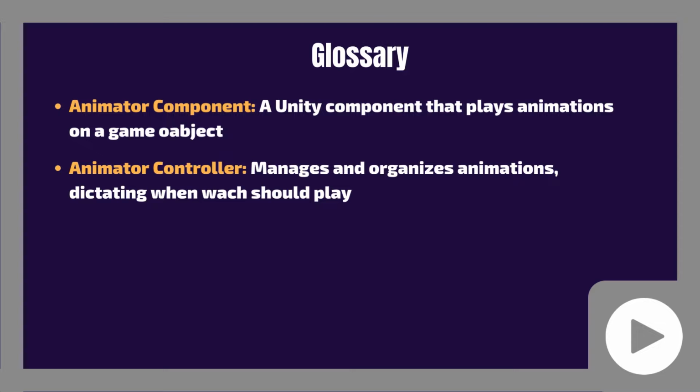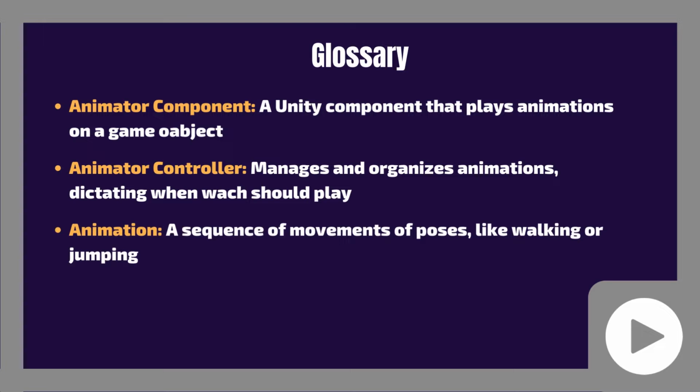Now, let's talk about animation. In Unity, an animation is a sequence of movements or poses. This could be anything from a character walking, running, or jumping. Essentially, it's the individual actions that your character can perform.